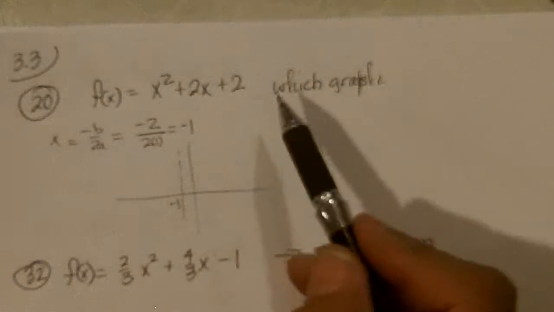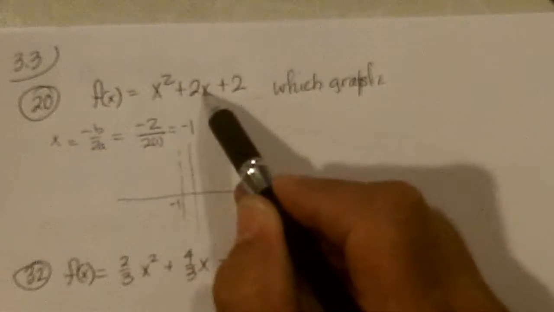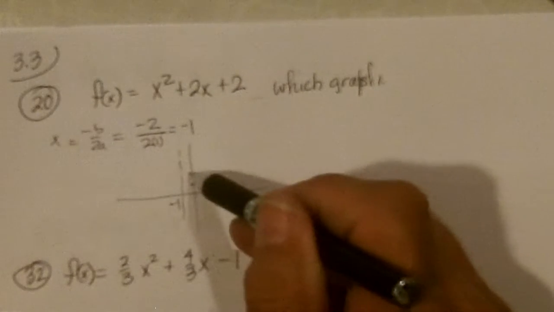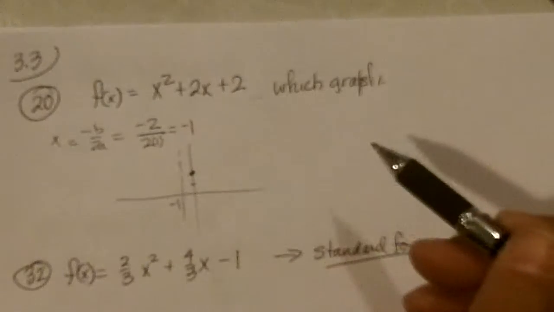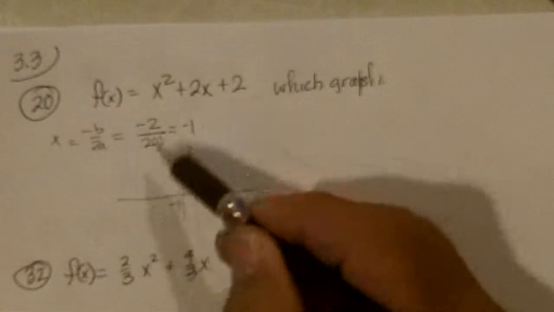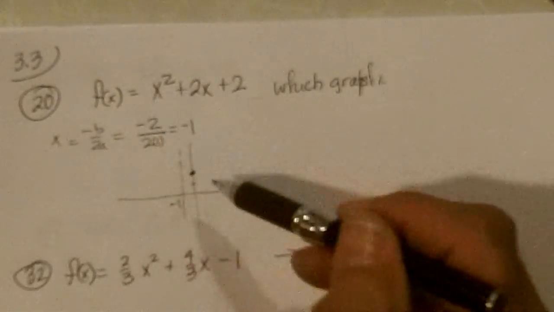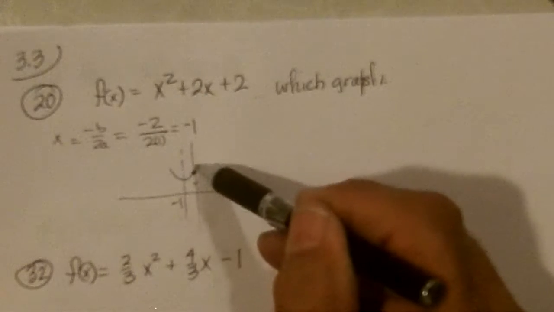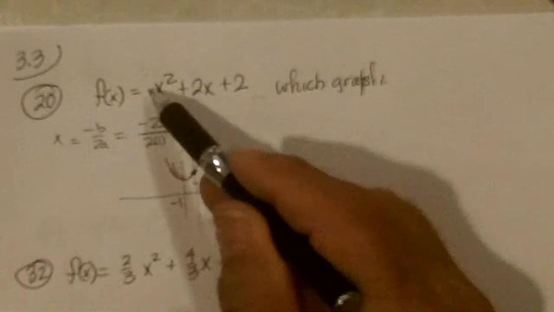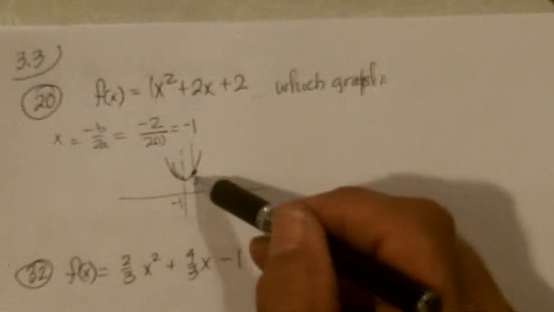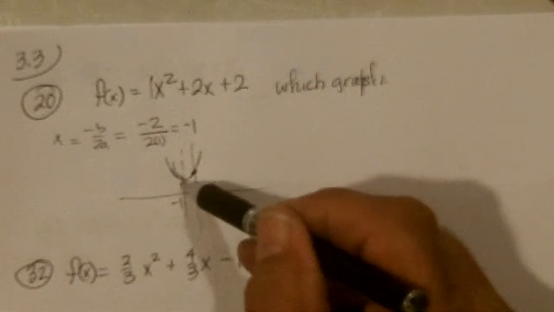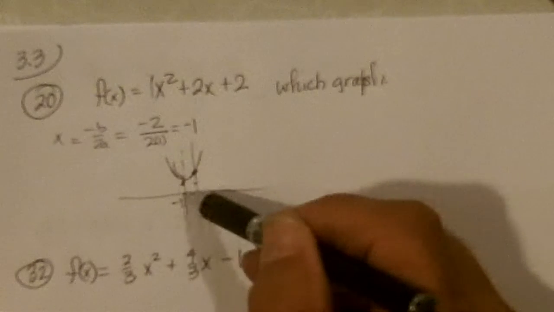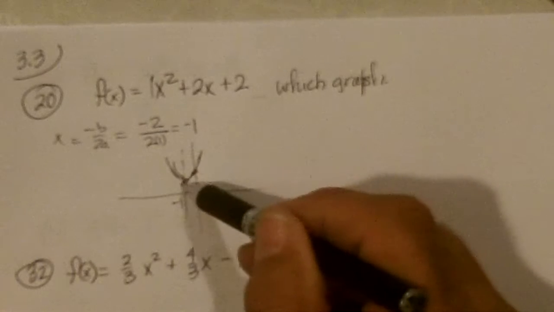What's the y-intercept? Well, if I put in 0, the y-intercept is 2. Does it open up or down? It's a positive 1, so it has to open up. And it's a 1 in front of this, so over 1, up 1. So the vertex must be here at negative 1, 1.